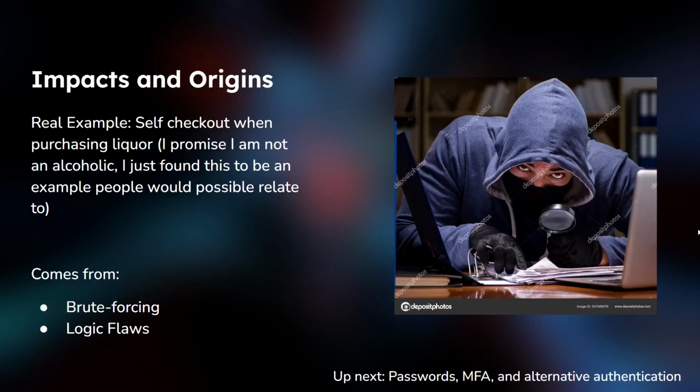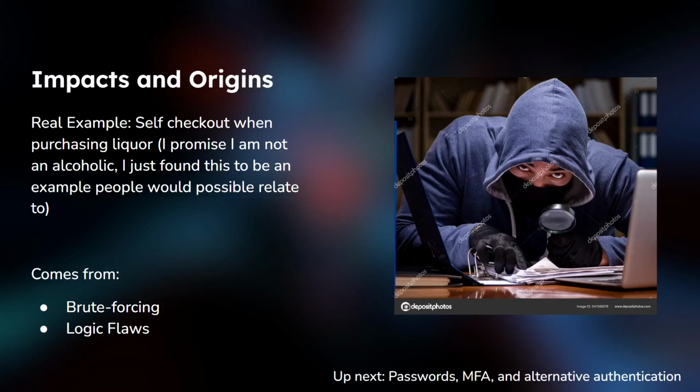In this case, there's plenty of impact that could happen. And we'll talk about a real example first, using kind of the same method. So let's say I'm able to go to the self-checkout line at a grocery store. And if I'm trying to buy liquor there or cigarettes, cigarettes are a little bit more controlled, but let's say I'm trying to buy alcohol.